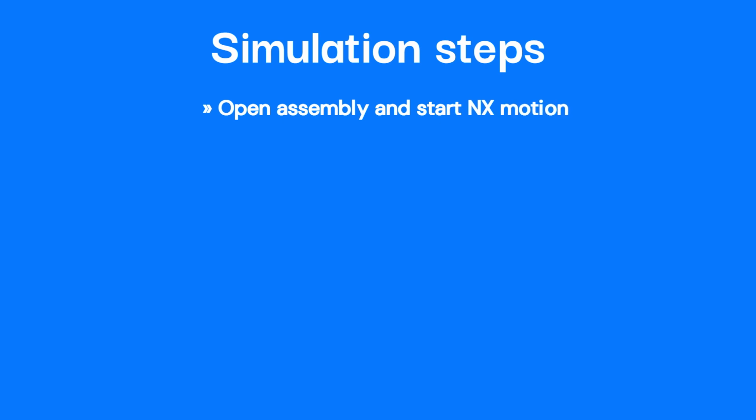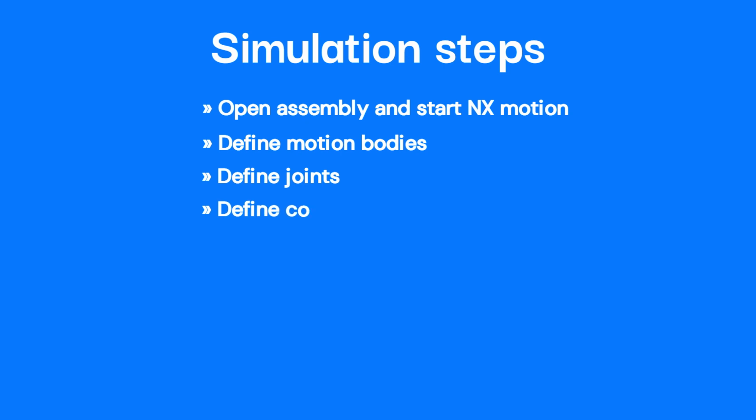First, we open the assembly and start NX motion. Then we have to define which components from the assembly we want to use as motion bodies in the simulation. The next step is to add the joints to the motion bodies, which enables the components to move relative to each other or in the coordinate system. We also have to manually define a spring connector to simulate the spring force.